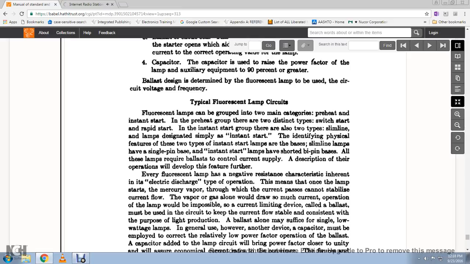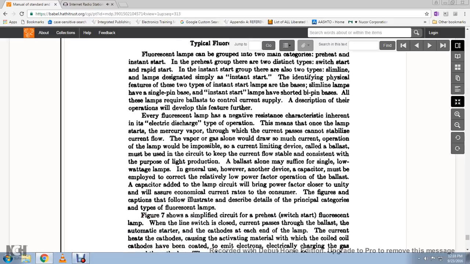The identifying physical feature of the two types of instant start lamps is the base. Slimline lamps have a single pin base, while the instant start lamps have a short bi-pin base. Also, these lamps require a ballast to control the current supply. The description of their operation is developed further.